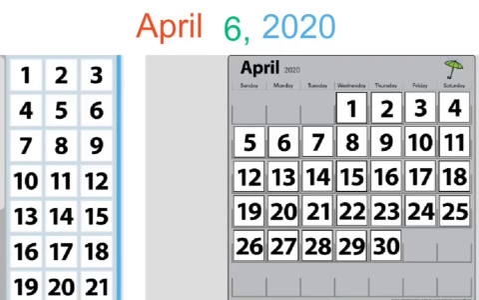Now let's look at April 6th, 2020 on an actual calendar. Look at the days of the week up here. What day of the week is April 6th? If you said Monday, you're correct. April 6th, 2020 is a Monday. Now let's look at our calendar pieces.